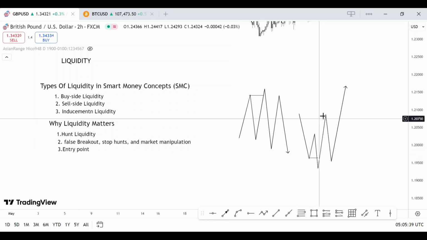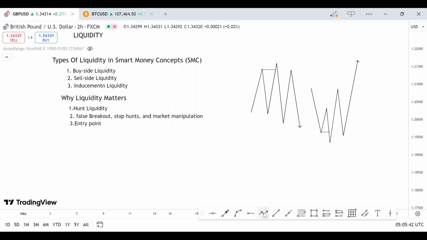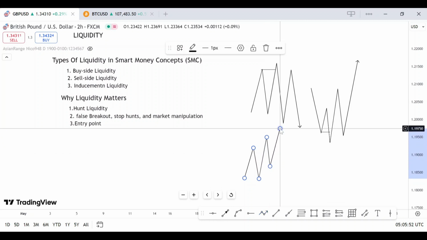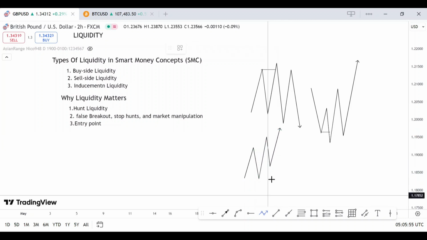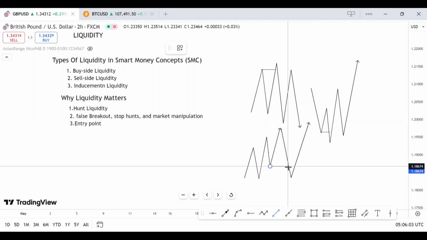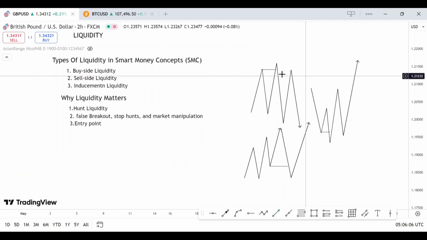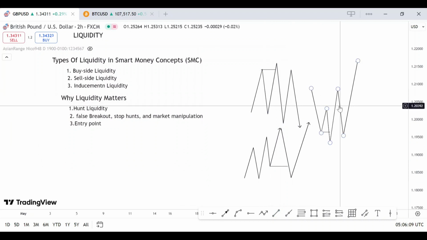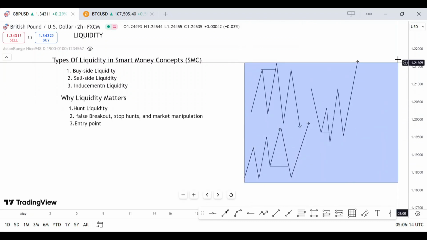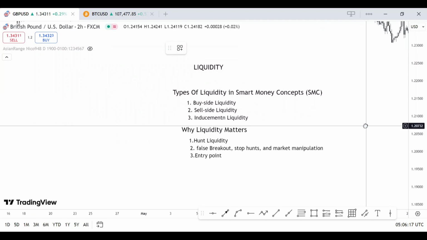And what does your inducement liquidity look like? Your inducement liquidity is going to look something like this. Remember what we said, after a break of structure, the first pullback is usually your inducement liquidity. And price moves to the opposite side. This, in this case, is going to be your inducement liquidity. So this is your buy side liquidity, this is your sell side liquidity, and this is your inducement liquidity. Not to worry, we'll be going to the live charts to see more examples later.